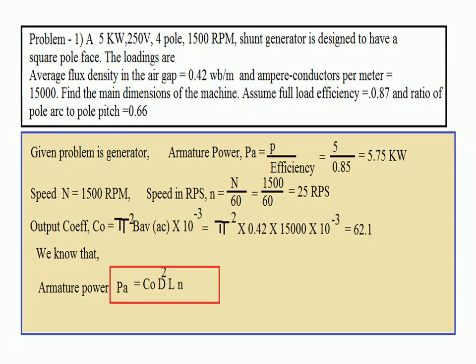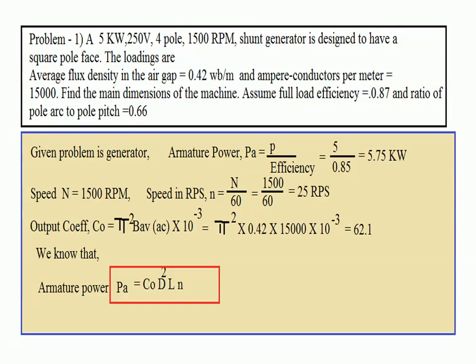Now armature power in generator is given by PA equal to P divided by efficiency. P is the rating of machine. We are going to get 5.75 kilowatt. Then speed is given. You determine speed in RPS, that we are going to get 25 RPS. Output coefficient pi square B average AC into 10 to the power of minus 3, we are going to get as 62.1. We know the output expression for DC machine.